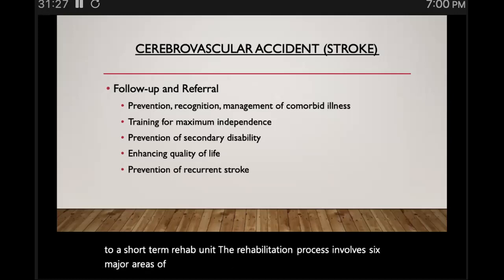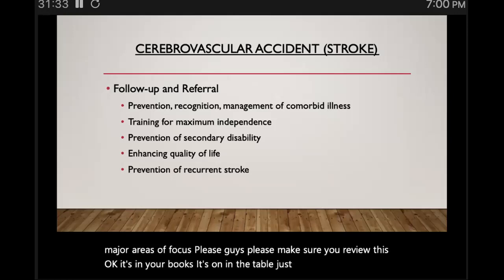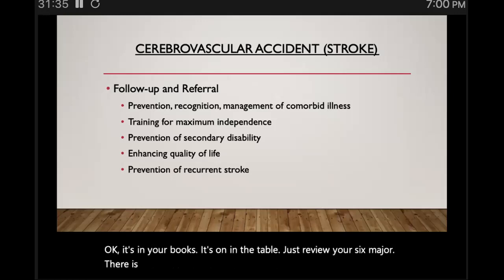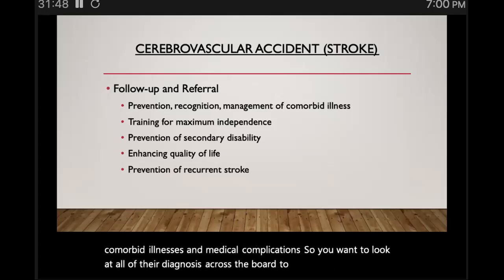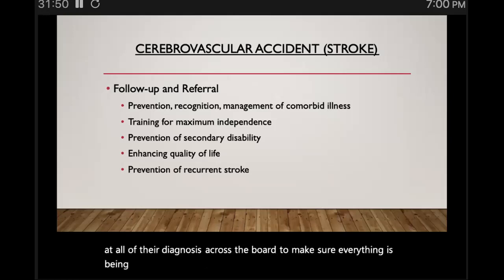Please, guys, please make sure you review this, okay? It's in your books, it's in the table. Just review your 6 major areas of focus when it comes to rehabilitating a stroke patient. So the first thing is prevention, recognition, and management of comorbid illnesses and medical complications. So you want to look at all of their diagnoses across the board to make sure everything is being handled, medications are being taken and prescribed appropriately and effectively.